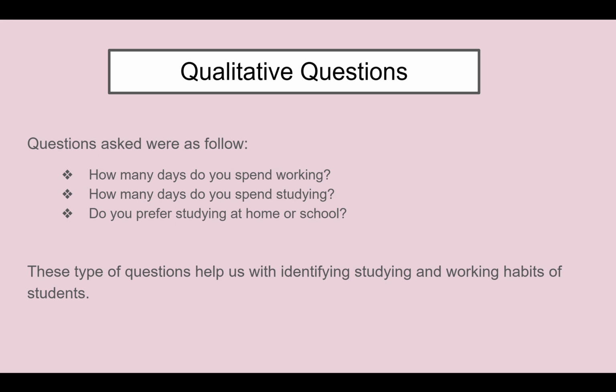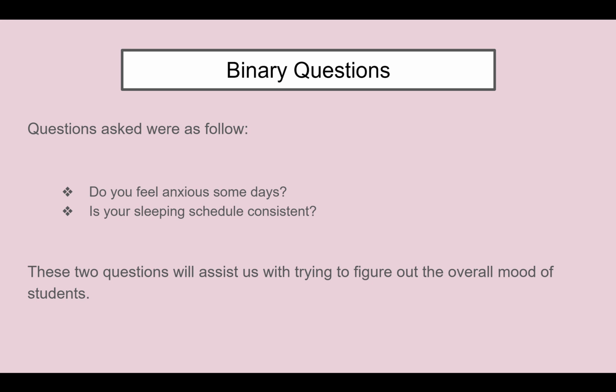The qualitative questions asked were, how many days do you spend working? How many days do you spend studying? Do you prefer studying at home or school? These questions will help us identify studying and working habits of students. And the 2 binary questions asked were, do you feel anxious some days? And is your sleeping schedule consistent? So these 2 questions will assist us with trying to figure out the overall mood of students.